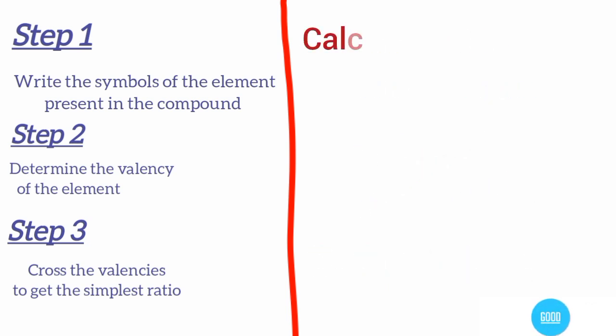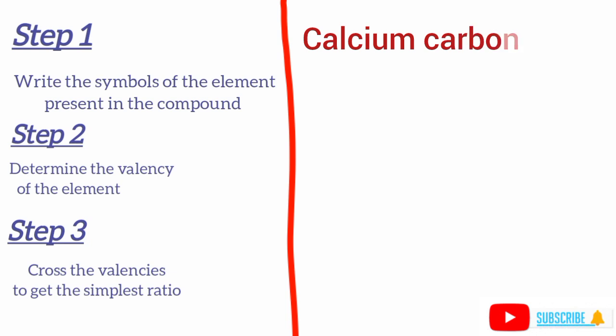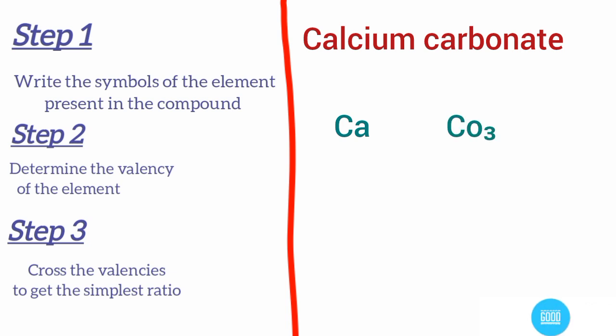Now let's look at this. How do you write the chemical formula for calcium carbonate? The first thing we need to do is to write the symbols of the elements present. In calcium carbonate, we have calcium and carbonate. The chemical symbol for calcium is Ca. The chemical symbol for carbonate is CO3. Next, we determine the valencies of these. Calcium has a valency of +2, and CO3, which is a radical or polyatomic ion, has a valency of -2.